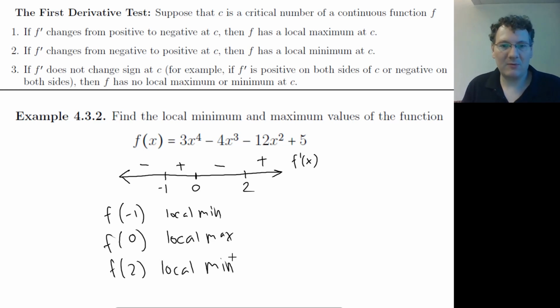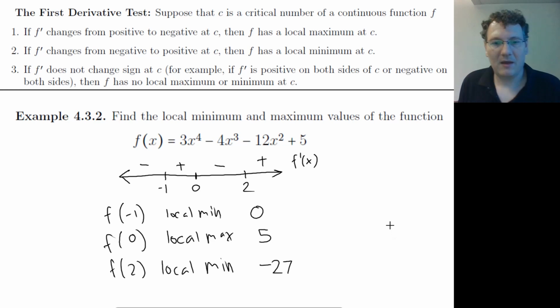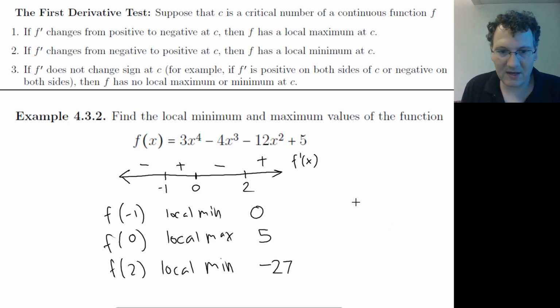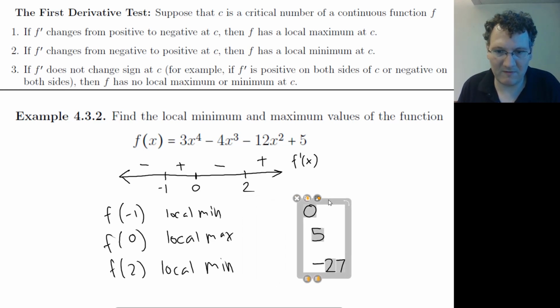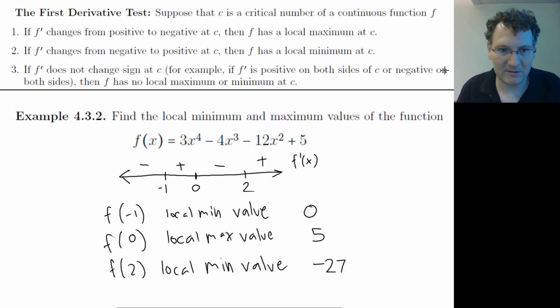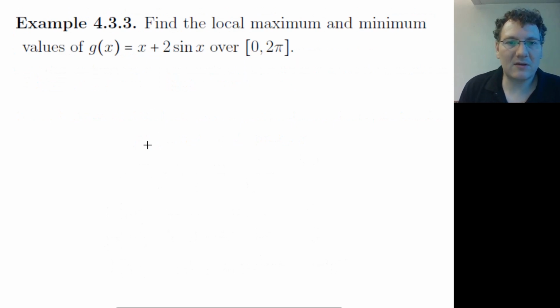And we can just plug those numbers in, and you get f of -1 is 0, f of 0 is 5, and f of 2 is -27. Just trust me. So these are the local maximum and local minimum values of the function. Yeah, that looks good.